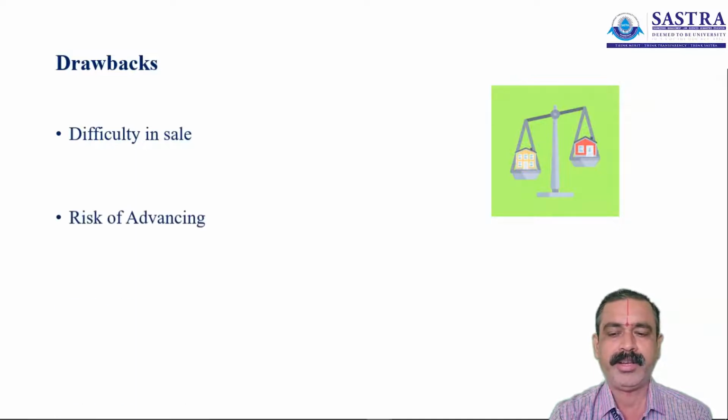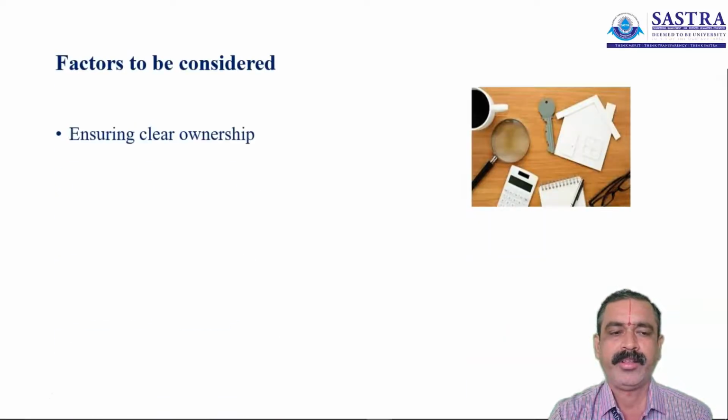In view of the difficulties experienced by the banker in lending against stock exchange securities, it is essential that banks bear in mind certain basic factors while advancing the loans. What are such factors? See here. Ensuring the clear ownership of the securities. First of all, once a customer comes and asks for pledging the securities, you must be very clear who is the owner of such securities, ensuring the clear ownership.